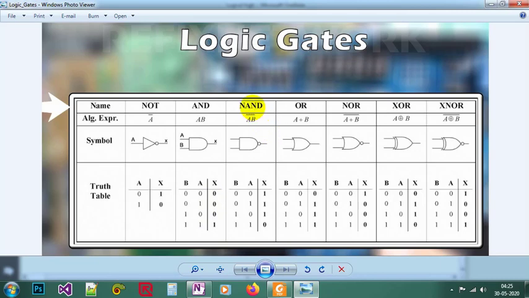Next is the NAND gate. The NAND gate is a combination of an AND gate and a NOT gate. We know the NOT gate will give you just the opposite output. Here you can see the AND gate outputs, and the NAND gate gives just the opposite outputs. So these are the basic gates. Actually we need only a few of these for the data sheet.